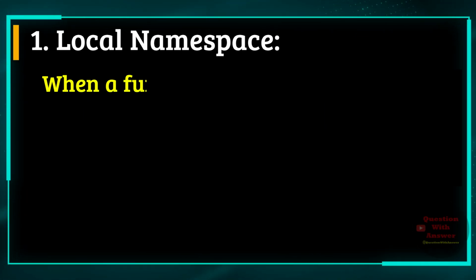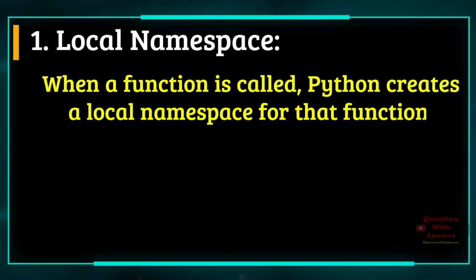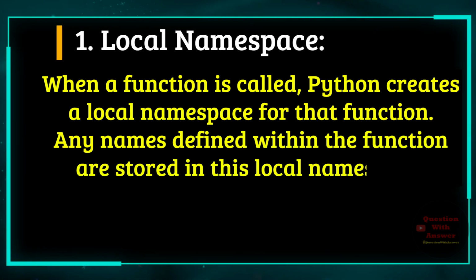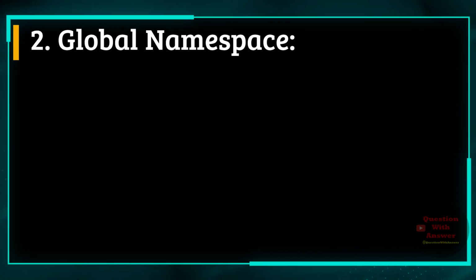When a function is called, Python creates a local namespace for that function. Any names defined within the function are stored in this local namespace. For example, in this example, local_variable is a name defined within the my_function, so it belongs to the local namespace of that function.